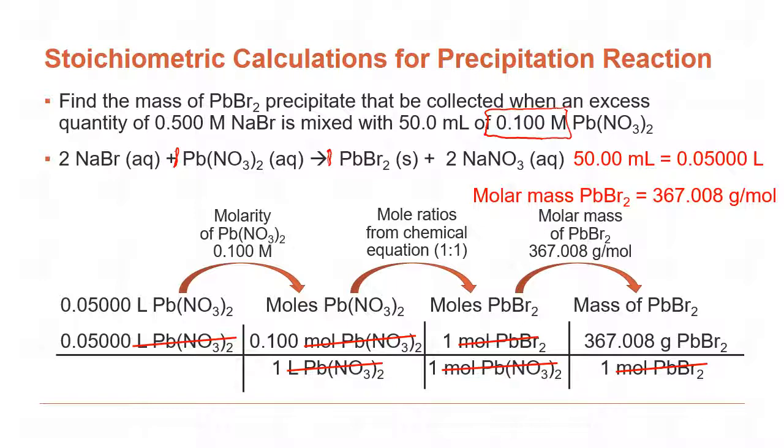The last step then would be to convert that to mass. I'll use molar mass as a conversion factor. I want to cancel moles and keep grams. So moles will go on the bottom. Then we can do our calculation. So let's start on the far left with 0.0500, then times 0.1 going across the top, times 1, times 367.008, and then along the bottom, divide by 1 again, divide by 1 again.